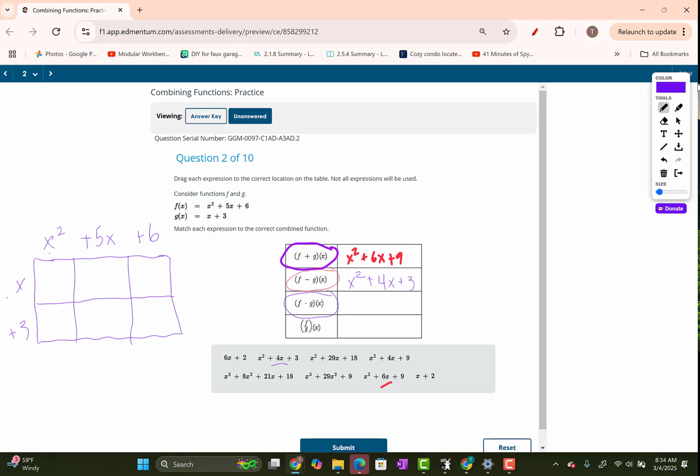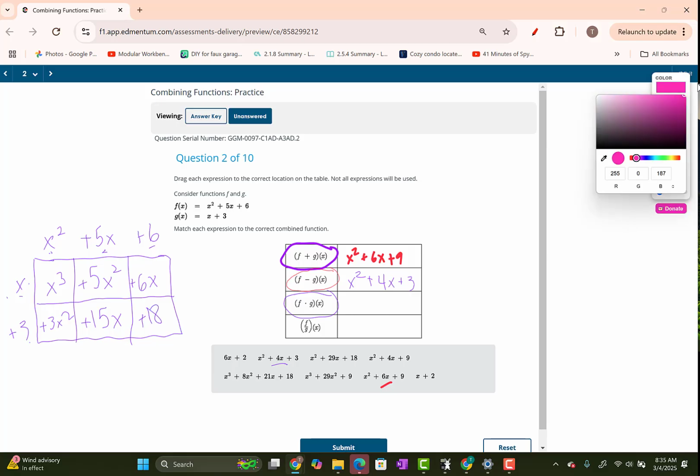So first, x squared times x, that's x to the third. Then we do x squared times 3, that gives us positive 3x squared. Next, we've got 5x times x, that's positive 5x squared. Then we've got positive 5x times positive 3, positive 15x. Finally, 6 times x, positive 6x. Positive 6 times positive 3 is positive 18.